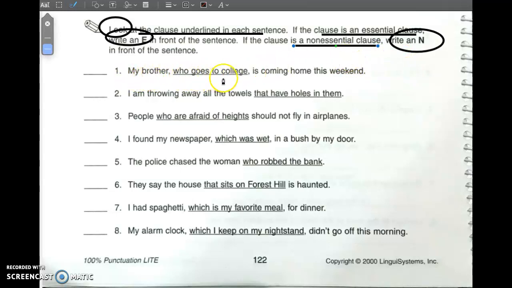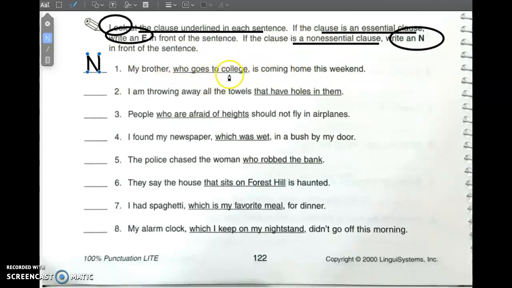My brother, who goes to college, is coming home this weekend. This clause that's underlined here, who goes to college, is not needed in order to make this sentence make sense. My brother is coming home this weekend. Okay, that's the main topic of this sentence, and this clause right here is not essential to it. So we're going to write an N on our line because this is not essential to the meaning of this sentence.